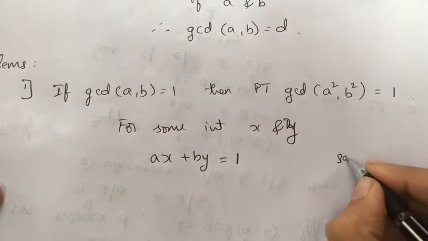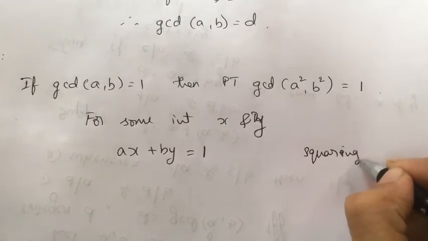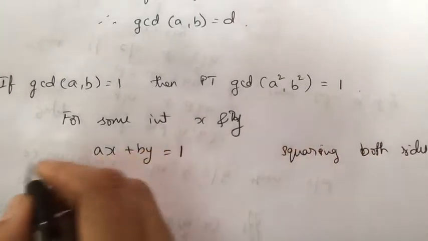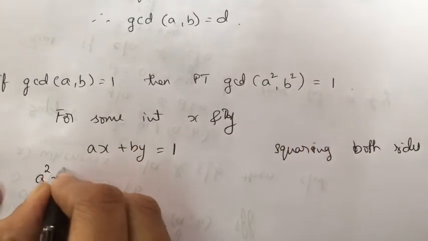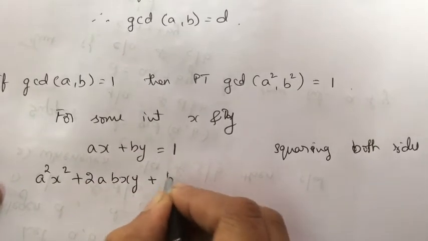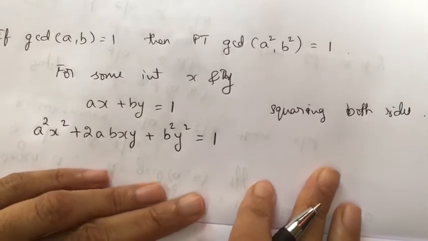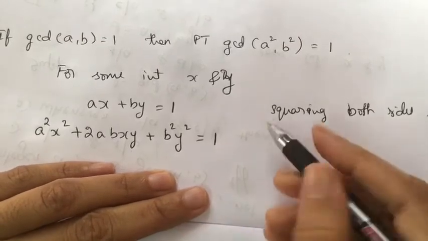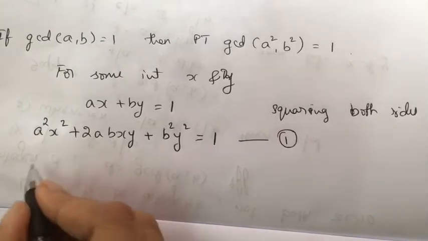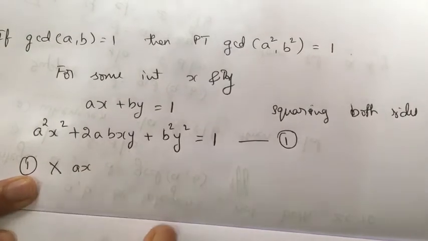Now I'll take the square on both sides, squaring both sides. I'm going to get a square x square plus 2abxy plus b square y square equal to 1. What I do is I'll multiply this equation, equation 1, by ax. Okay, I'm going to multiply equation 1 by ax.